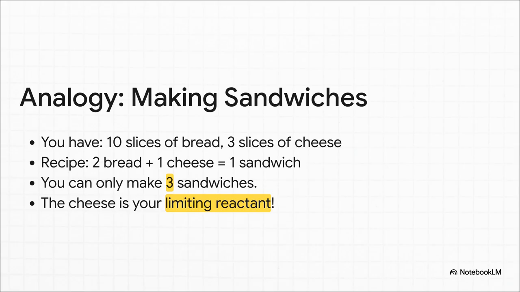Imagine you have 10 slices of bread, but only 3 slices of cheese. The recipe is simple: 2 slices of bread, 1 slice of cheese. How many sandwiches can you make? Well, only 3, right? Because after the 3rd sandwich, you're out of cheese. Doesn't matter that you have all that extra bread left over, the cheese is what limited how many sandwiches you could make. It's your limiting reactant.